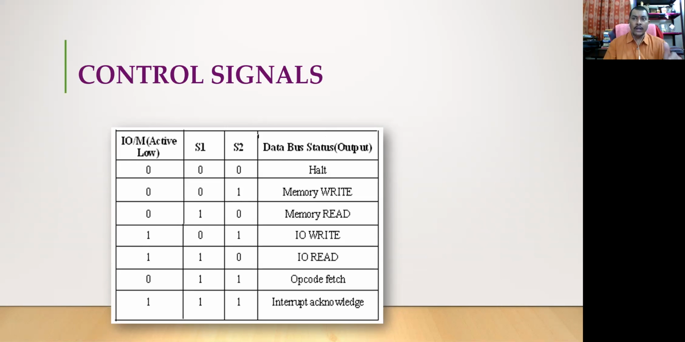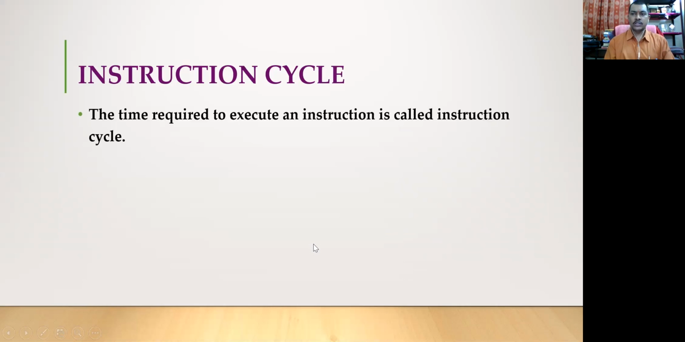And 0, 1, 1, I have shown you, is for opcode fetch. For that, the status control signals, that is IO/M bar, S0 and S1, should be 011 to fetch the opcode from the memory location. And when all are 1, that is 111, we have to generate the interrupt acknowledge. So this was there.